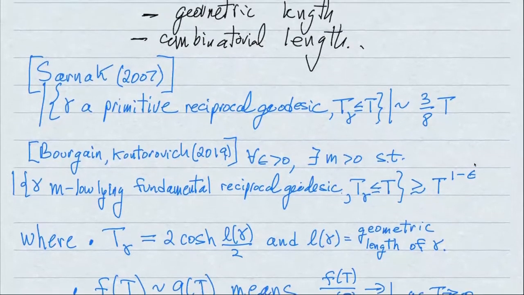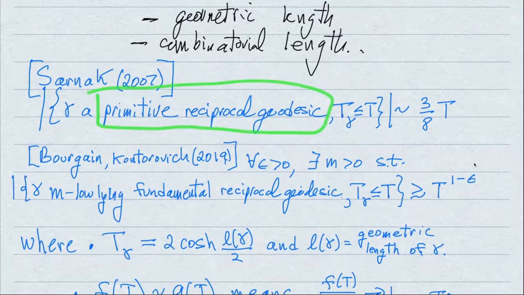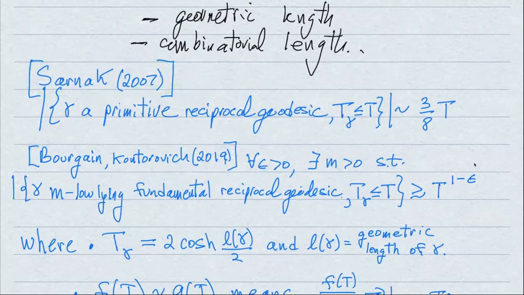I got interested in this in the modular group and lengths on the modular group when I was looking at a paper of Sarnak that goes back to about 2007. He was interested in reciprocal geodesics, the primitive reciprocal geodesics. So that means that you do one traversal. So primitive, yeah.